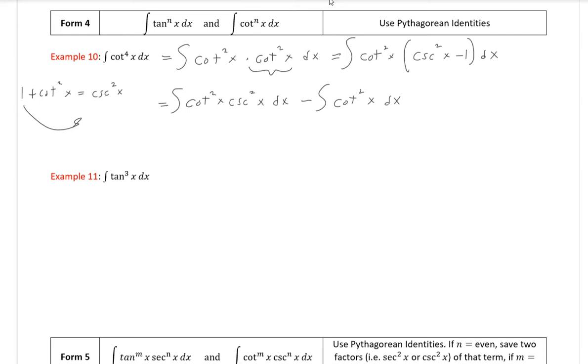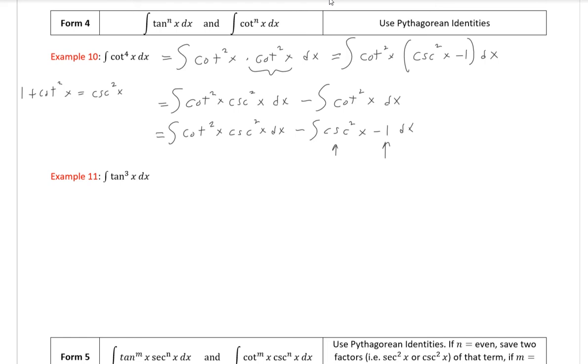Now, the reason I do this is because cotangent squared x I can split out a little bit more if necessary, and I can make this the integral of cotangent squared x times cosecant squared x dx minus, and this one I'm going to split up again as cosecant squared x minus 1 dx. All right. Now, if we do some u substitution here, I could do the integral of cosecant squared. That just gives me cotangent. I could do the integral of 1. That just gives me x.